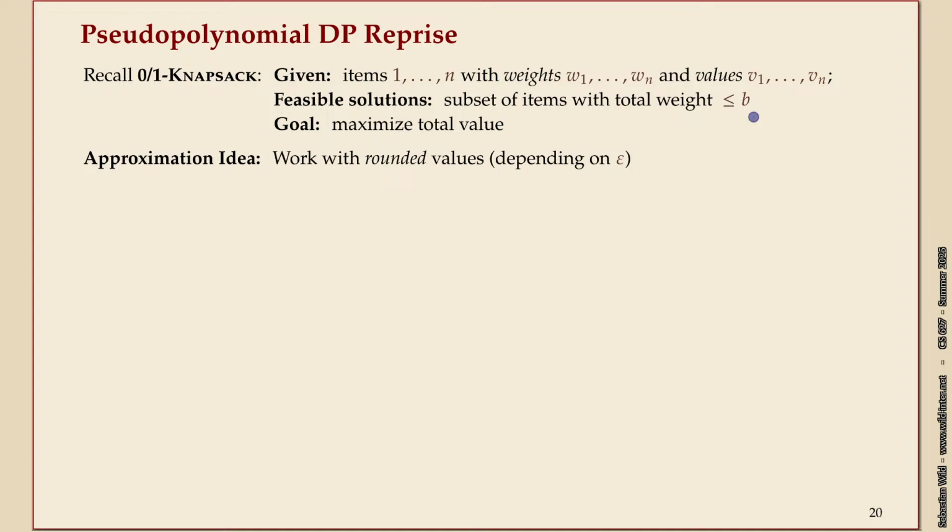I can stuff in items of total weight at most b, and my goal is to maximize the value. So these could be separate in principle. And how could we get an approximation for knapsack? What we care about at the end is the value, so we might try to round the values. By making them more coarse, granular, maybe we can reduce the size of numbers that are involved. And that's how it will tie back to the pseudo-polynomial algorithms we've seen before.